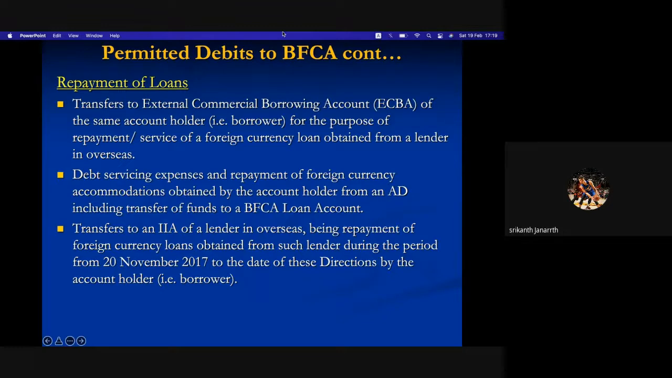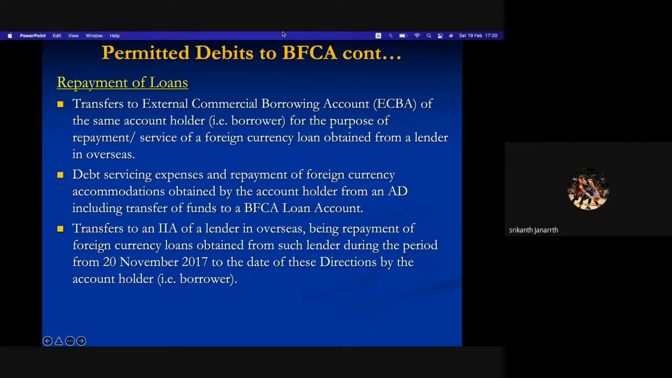From 20th November 2017 to the date of this direction, the date of the direction is 22nd March 2021. I think the Central Bank has given a period where, if the PFCA company took a loan from a foreign investor through the IIA account during that period, it is treated differently. From 22nd March 2021, all the loans have to come through external commercial borrowing. Prior to that, whatever loan you have taken, that is the reason they gave the time period, 20th November 2017 to the date of this direction. So put the date of the direction as 22nd March 2021.